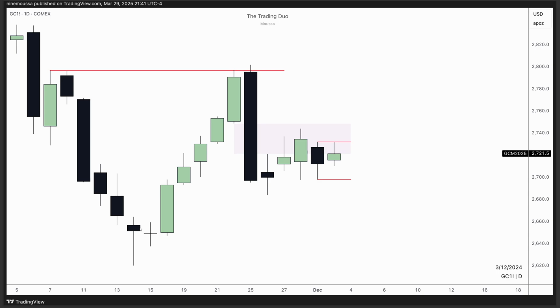Moving on to another example, which is gold. So this is a daily time frame. We can see we have bearish order flow. Price here taking a range high and displacing to the downside, forming a bearish fair value gap, and then we can see price consolidating around here.